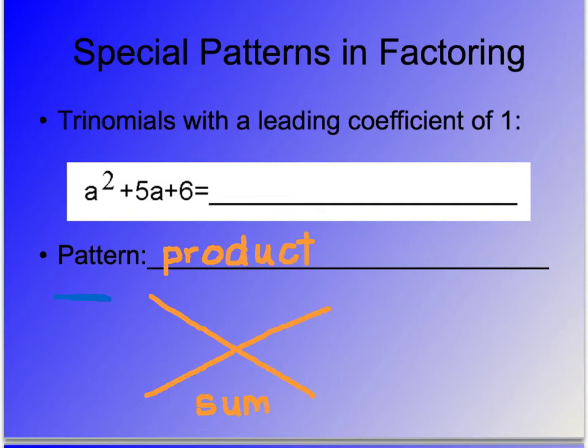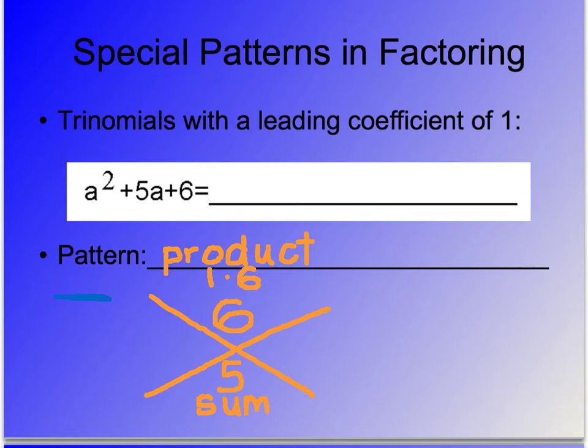You get the product from multiplying the coefficient of the first term, which in this case is a squared, and so that makes 1, times the constant in your trinomial, which in this case is 6. And 1 times 6 is 6. The sum is the middle term, the one that has only the one letter with it. So that's 5.